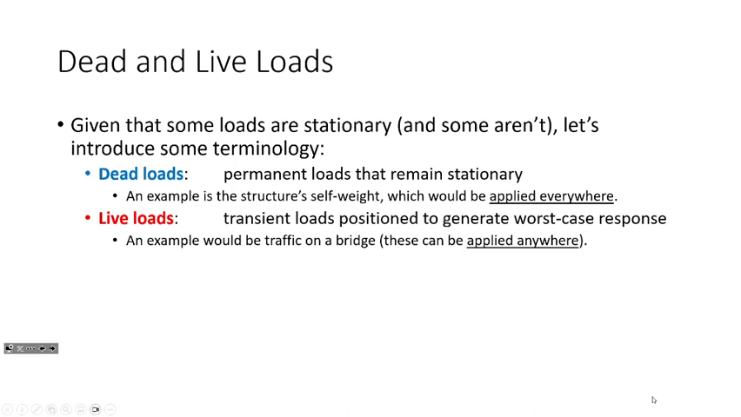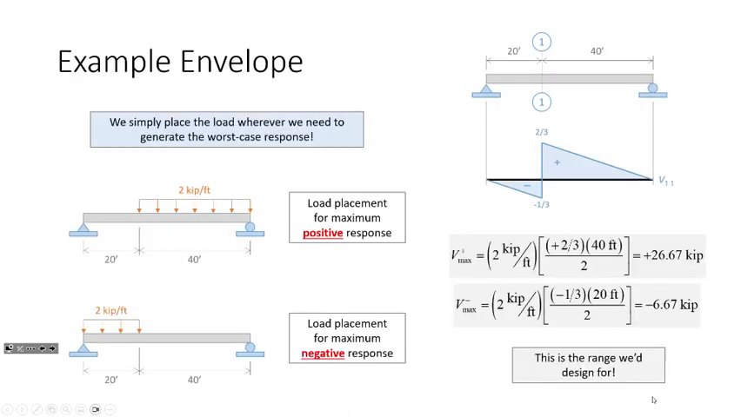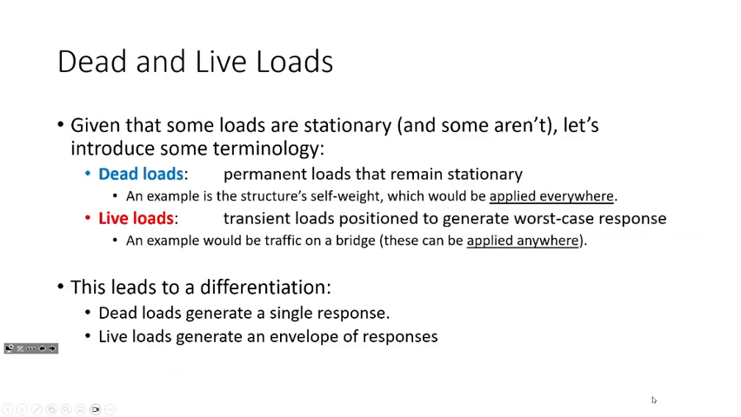And an example of that would be traffic on a bridge. We can put traffic on the bridge anywhere, right? And so like this example here, the 2 kip per foot load, when I'm the analyst, I'm going to consider the situation of the traffic over here, and then I'm going to consider the situation of the traffic over here and develop a range, okay? So we need a differentiation.